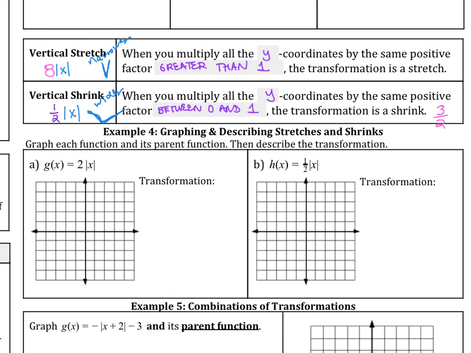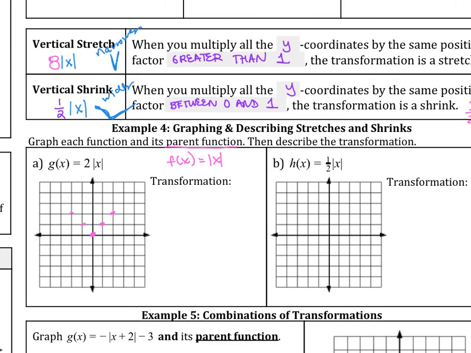So let's look at graphing and describing stretches and shrinks. So we have g of x equals 2 absolute value of x. So let's graph our parent function first. It does ask us to graph each function and its parent function. So let's graph the parent function f of x equals absolute value of x. So again, that starts at 0, and our slope is just 1 in this case. Now let's label it f of x.